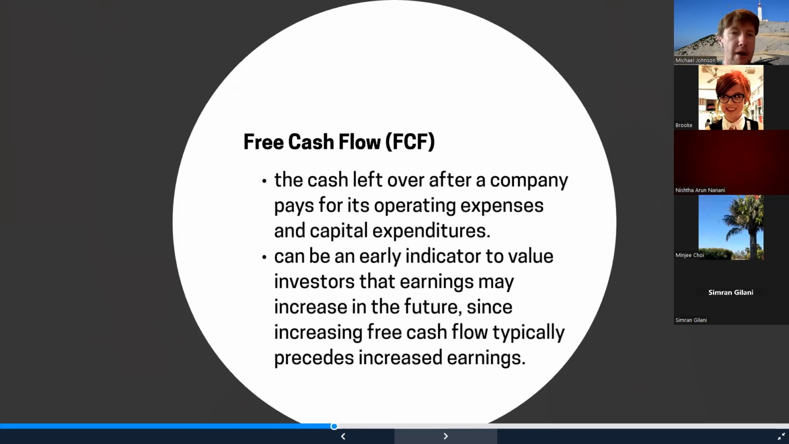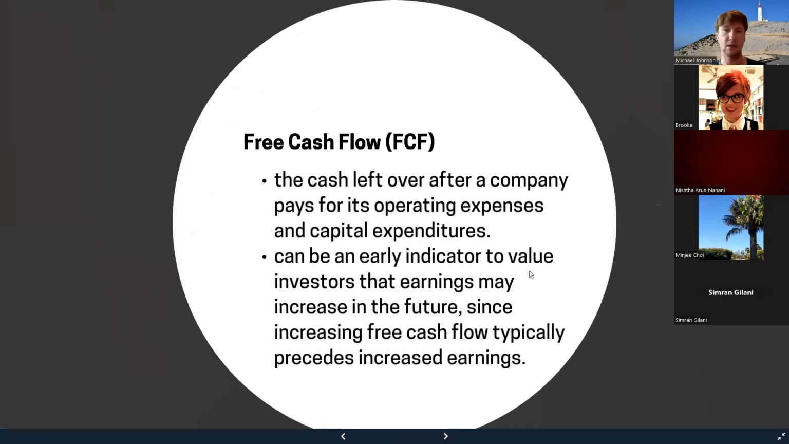And then free cash flow, FCF, is the cash left over after the company pays for its operating expenses and capital expenditures. It can be an early indicator to value investors that earnings may increase in the future, since increasing free cash flow typically precedes increased earnings. So that's a good metric to look at too.